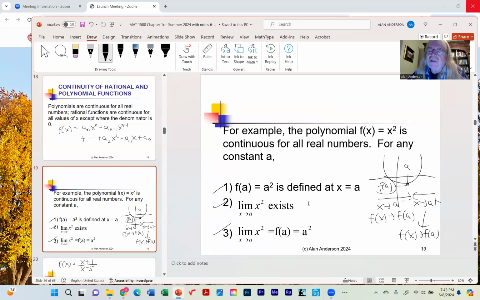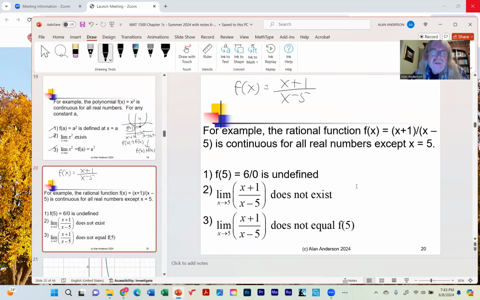Polynomials are guaranteed to be continuous, okay? Because there's no value of x that can cause a hole in the function. And we're guaranteed that the limit exists everywhere and that f of a equals the limit at every point. So therefore, any polynomial, no matter what the order is, is going to be continuous.